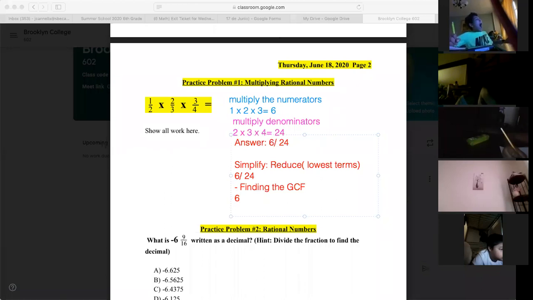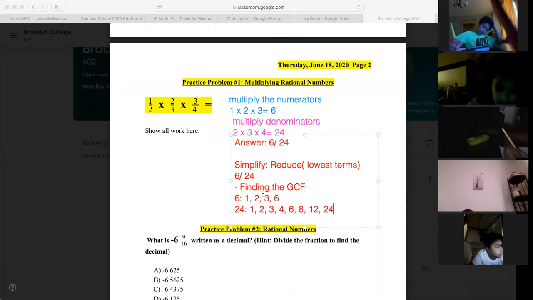Let's look. List all the factors of 6. What are they? 1, 2, 3, and 6. And let's list all the factors of 24. 1, 2, 3, 4, 6, 8, 12, 24. So what number do they share in common? 6. Yep. So you're going to divide the top and bottom by 6.